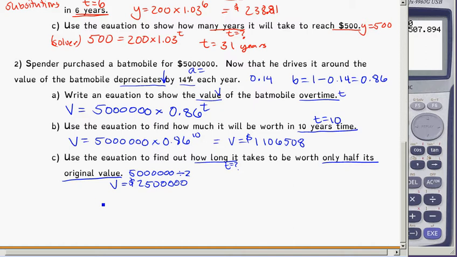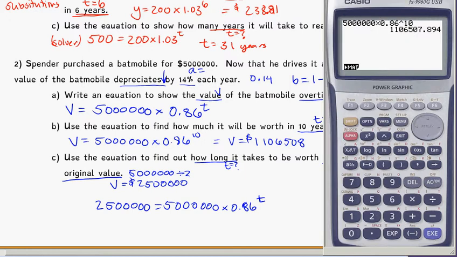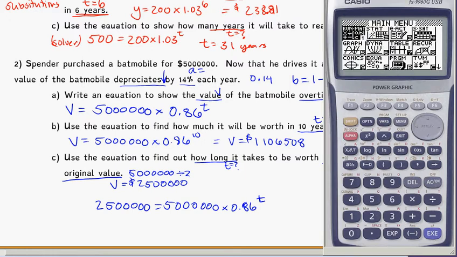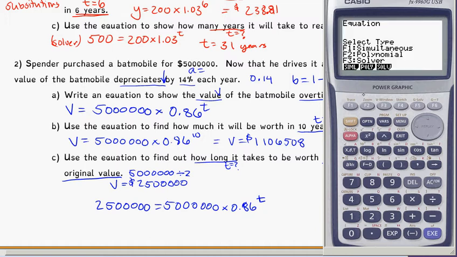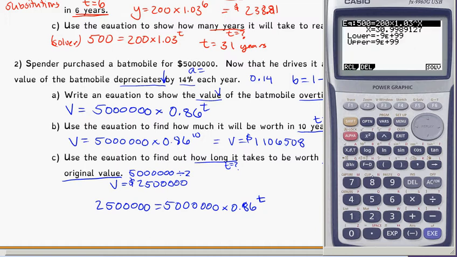So here, plugging that into the equation, 2.5 million, half the original value, is equal to 5 million times 0.86 to the power of t, because we don't know what t is. And here I would probably use solver again. So go into your main menu, find the one that says equation, go to solver, and we'll enter in exactly what we see.